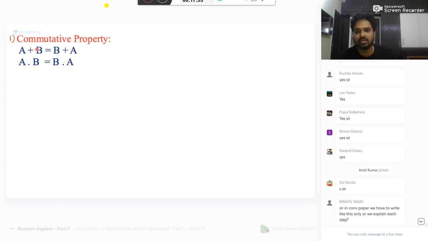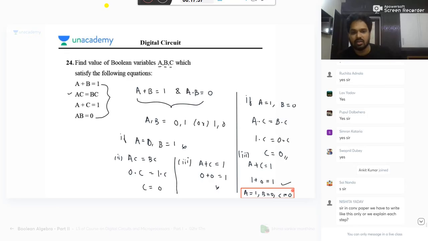We need to explain this. Whenever you assume something, you should give that assumption. Like here, this is not satisfying you. So we should always write the supporting statements.